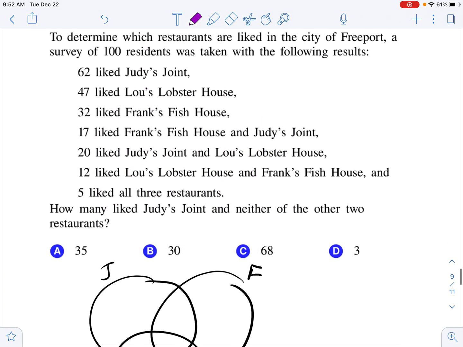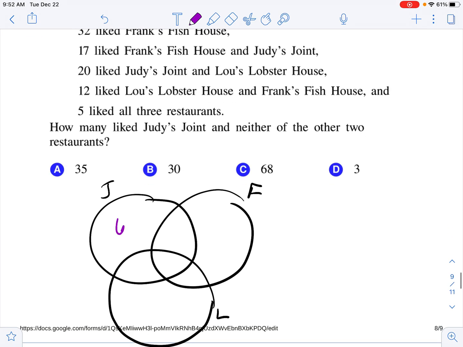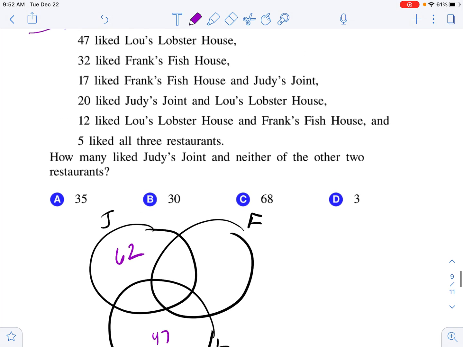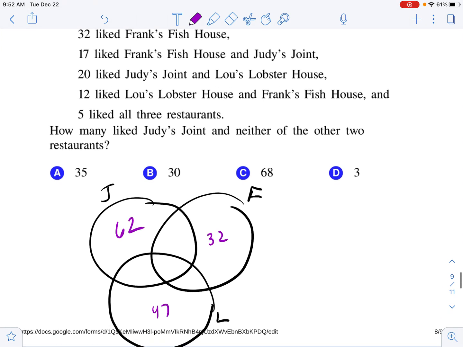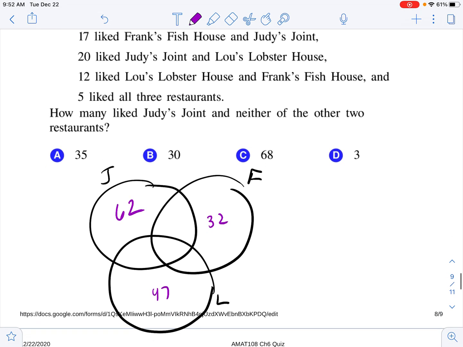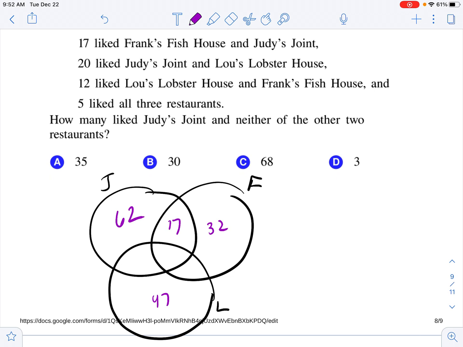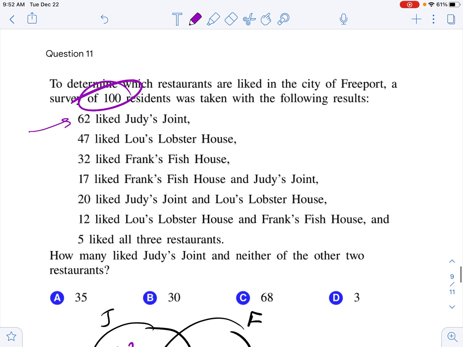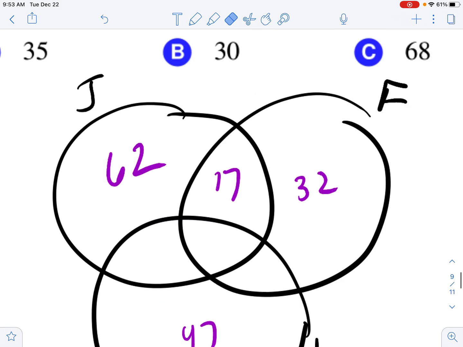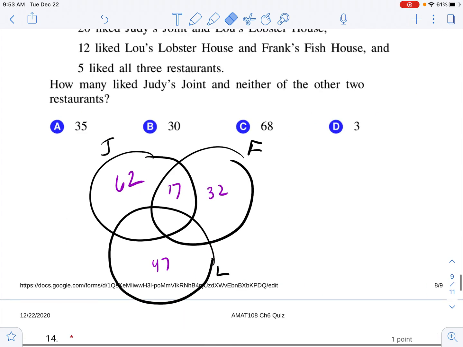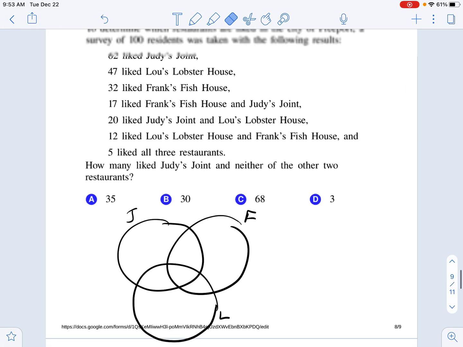Now, look, what you can't do is the following. 62 like Judy's Joint, so I'm going to put a 62 there, and then 47 like Lou's. This is incorrect, what I'm doing right now. If you do that and then put 17 for Frank's and Judy's, 20, and so on, and add those numbers up, you get a number that's a heck of a lot bigger than the 100 residents we're dealing with. If you put the 62 there, that's saying 62 people liked Judy's but not the other 2 places. So we have to be really careful about how we set up these Venn diagrams given this information.